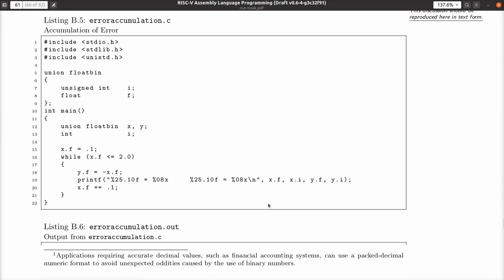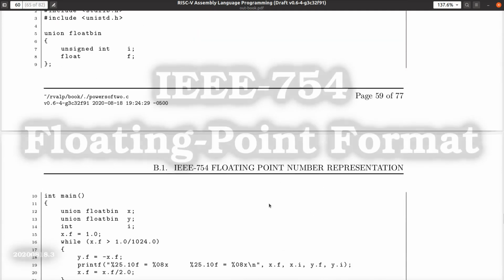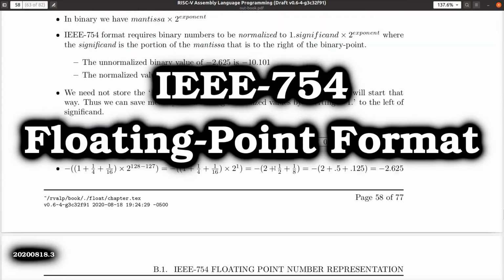All right, so that's a nice introduction, I think, to floating point numbers and how they're represented in IEEE 754 format.